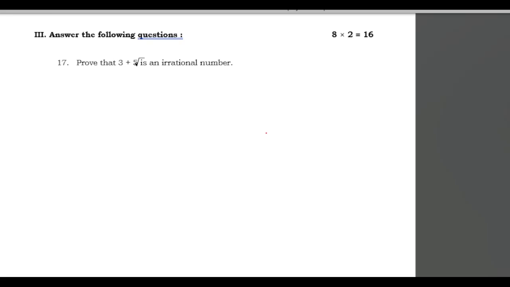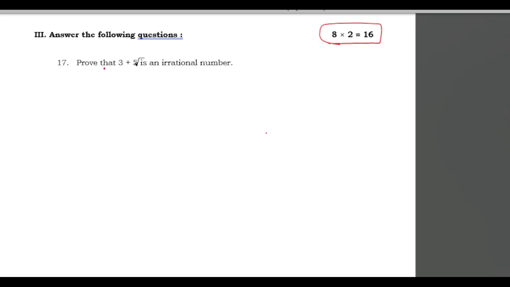So, in part one, we studied choose the correct answer and the one word answer. In part two, we will study 2 marks questions. In this session, we will study 2 marks questions. There are 8 questions. We will study them in this session.